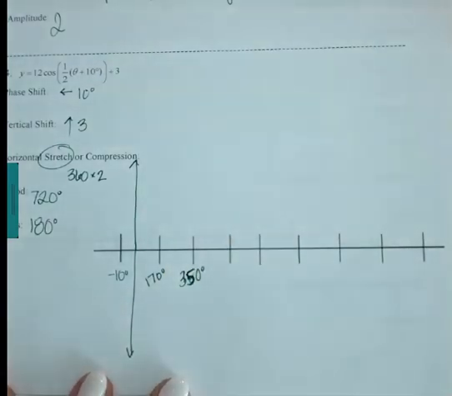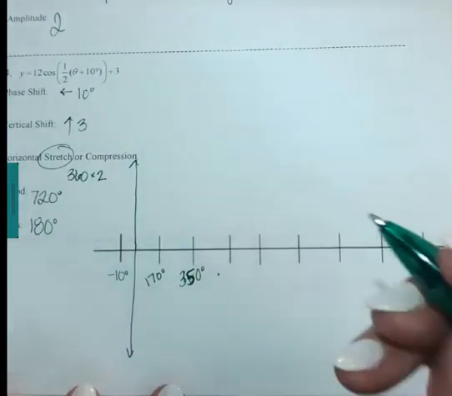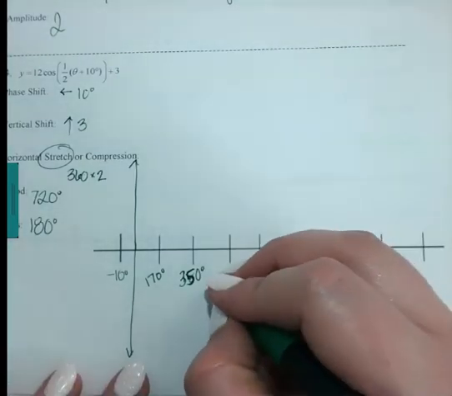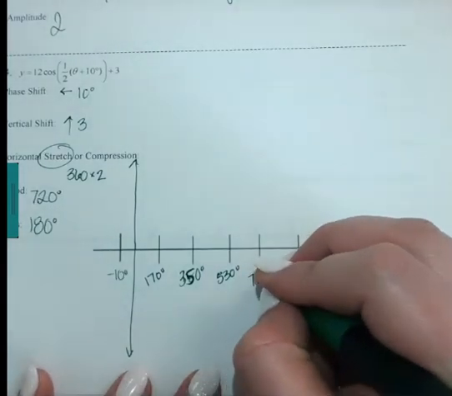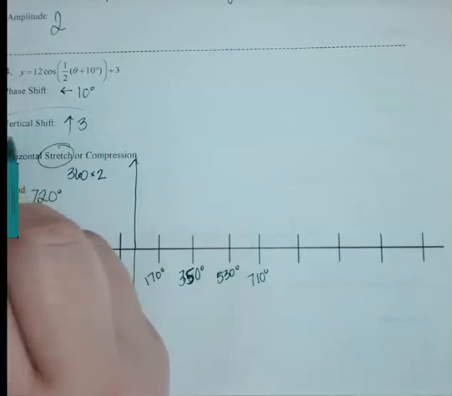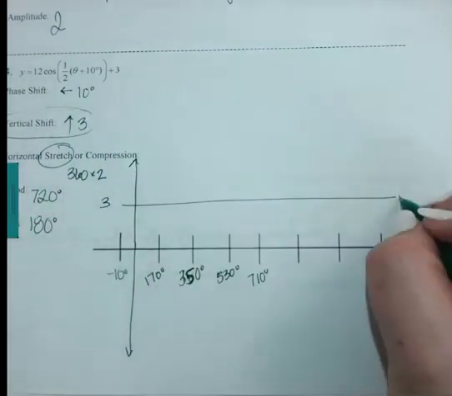Then the next one would be what? 350 plus 180, it's 530, right? Okay, then 530 plus 180 gives me 710. Okay, you can finish that. Okay, then for my vertical shift, which way am I shifting my middle line? Up 3. So we'll say 3, that's the middle.